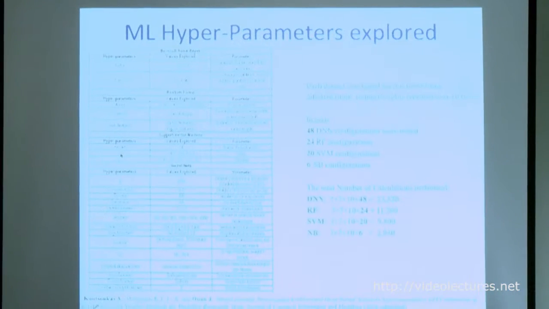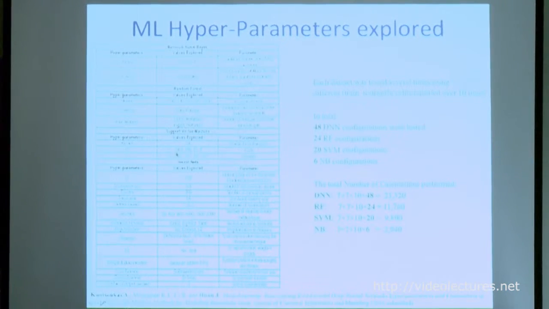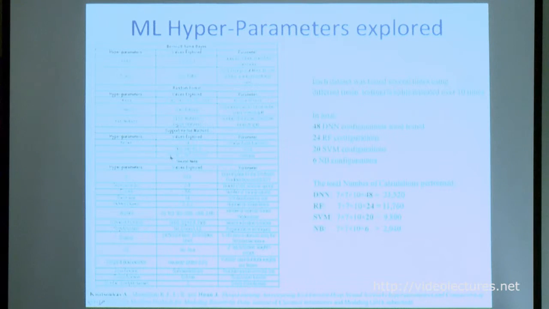We don't use a grid search. That takes too much time. If you list all the parameters and all the possible values, combinatorics just kills you. So we hand-picked 48 configurations we think are reasonable and cover the configuration space. For random forest, we picked 24. For support vector machine, we take 20 configurations, and for Naïve Bayes, we picked 6. What do we mean by 20 configurations for support vector machine? For example, we can pick a combination of C and gamma. Each configuration is one particular setting of the hyperparameters.